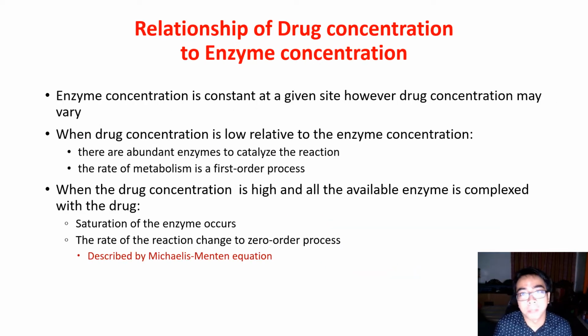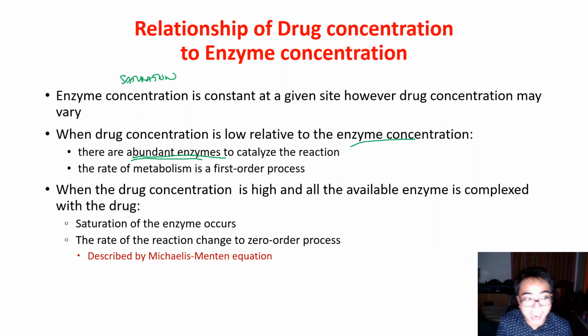So what's the relationship of drug concentration to enzyme concentration? Now, enzyme concentration class is constant, meaning that we have a finite amount of enzymes inside the body at any given site. However, drug concentration may vary depending on the dose that we're giving. So here now comes class the concept of saturation. When drug concentration is relatively low, lower than the enzyme concentration, meaning there's an abundance of enzymes to catalyze the reaction.